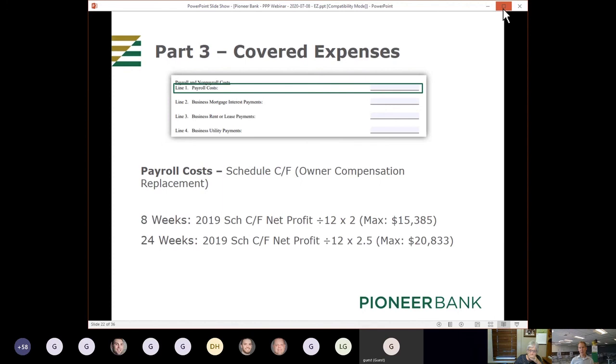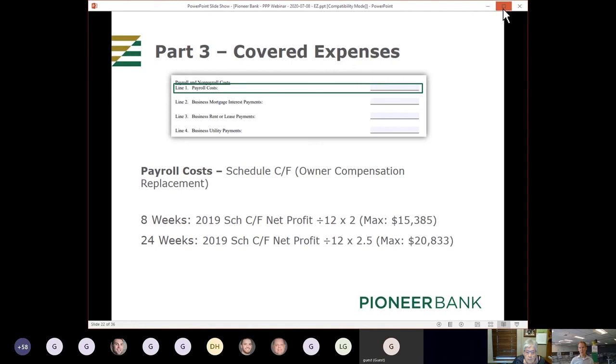Now, a lot of people on this call qualified based off of their Schedule C or Schedule F income, and the documentation refers to that as owner compensation replacement. If you're a farmer or a single owner business, how much did the owner make? Well, the owner made how much the business made. That was the number used to determine what amount of loan you qualified for, by taking the bottom line net income on your Schedule C or Schedule F, dividing it by 12 and multiplying it by 2.5. That's how you figured out your original loan amount.